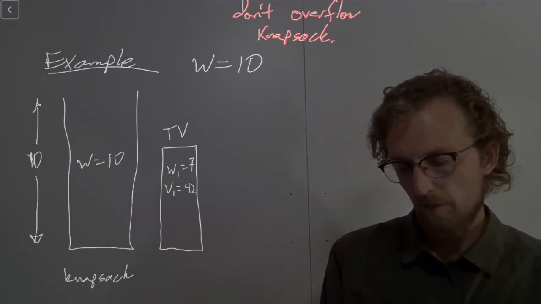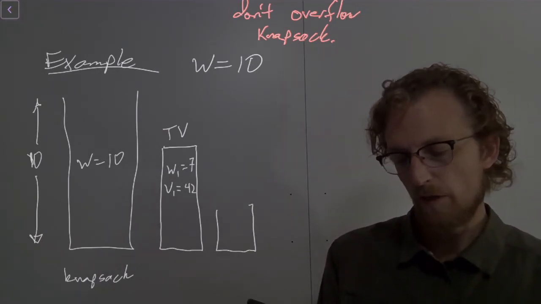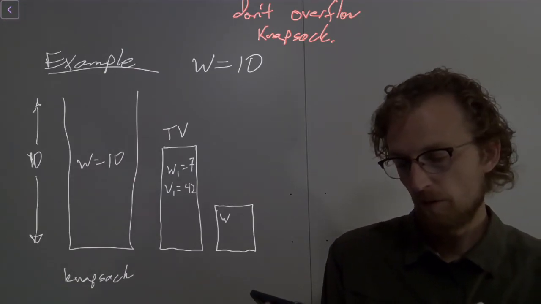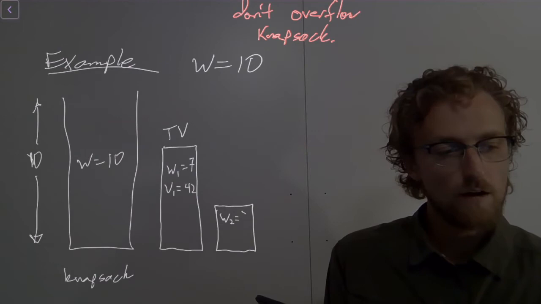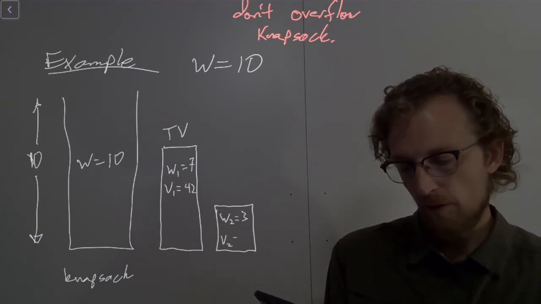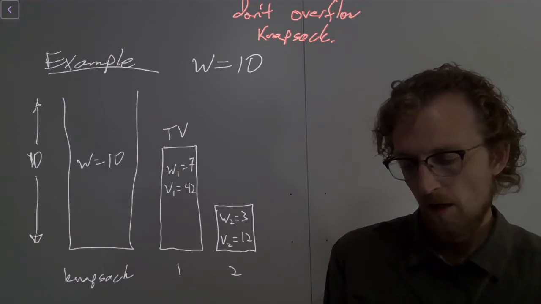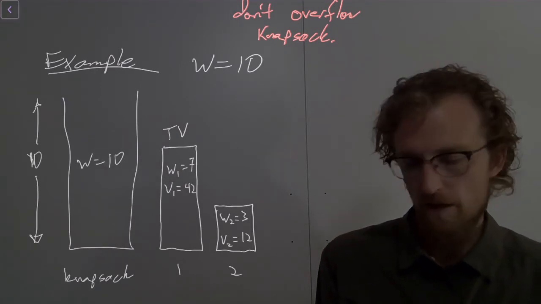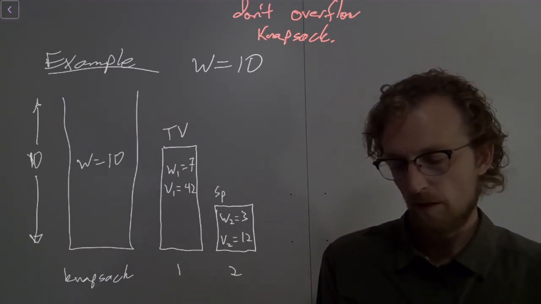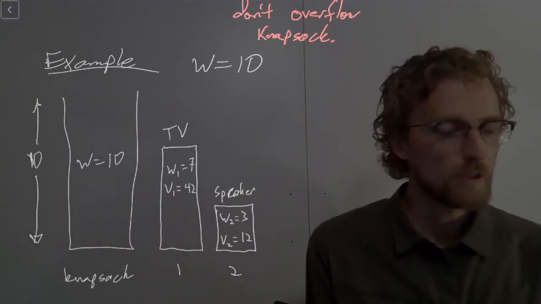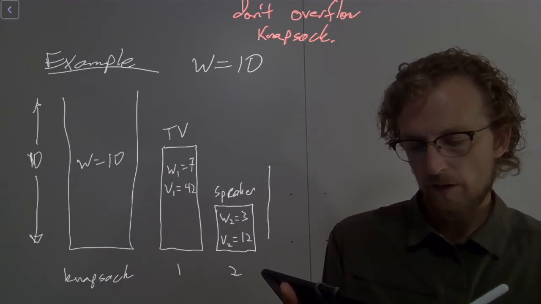And then let's find another thing, and this other thing is going to have a pretty low weight, but a correspondingly low value. So w2 is 3. Value 2 is 12. So this is item 1, item 2. And maybe this is like an Alexa speaker or something like that. So this is a smart speaker. Not as valuable as a TV, but also much smaller. Somewhere in here there's a laptop.